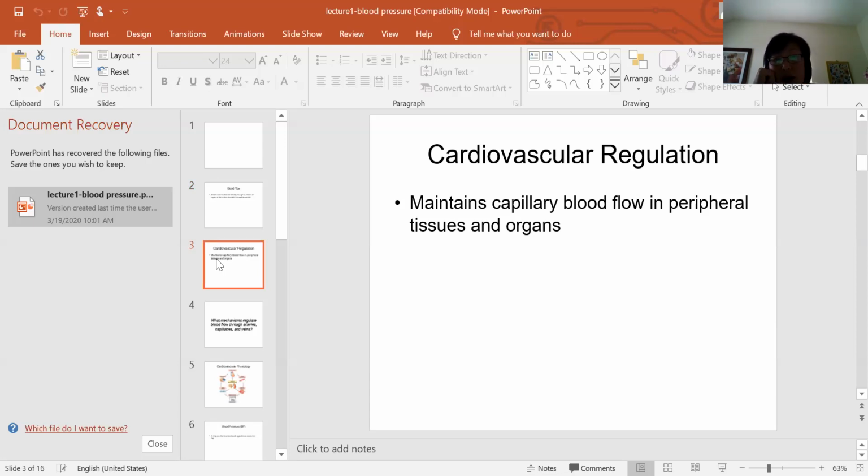Okay, why do we need the cardiovascular regulation? Because we want to maintain stable capillary blood flow in the peripheral system. The reason for that is we know capillary sites are the only sites that we can have gas and material exchanges. So it is very critical we maintain stable blood pressure among all capillaries, so we can have regular gas and material exchanges.